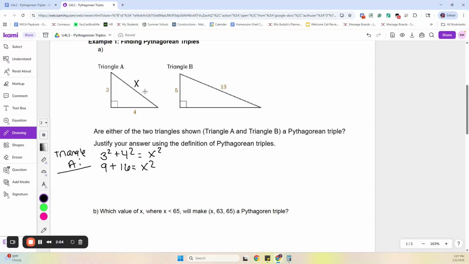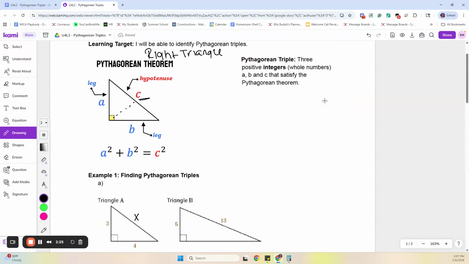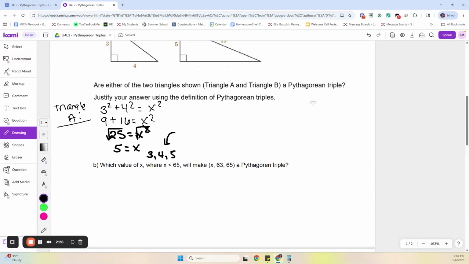I'm going to make this a little bit thicker. So we get 25 equals x squared. And then we're going to square root to get the x by itself. And then the square root of 25 is 5. So then if we have our three numbers, the 3, the 4, and the 5, those are all positive, what does this say? So positive integers, basically whole numbers, that satisfy the Pythagorean theorem, that work with the Pythagorean theorem. So these are all positive whole numbers that work with the Pythagorean theorem. So yes.